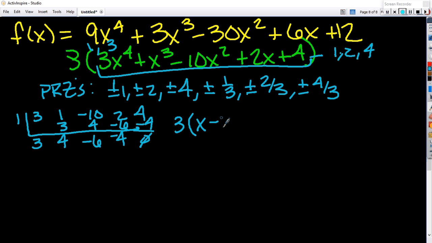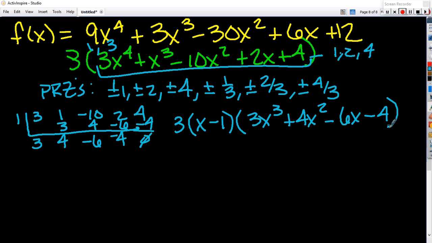My factor is 1. I'm left with 3x cubed plus 4x squared minus 6x minus 4. So my first thought now is, can I factor what's in this parenthesis some way? Because remember, my goal is to set it equal to 0 and solve. I could set this equal to 0, but I would need to be able to factor it to do that. So can I slash it maybe? No. So now, just like I did this in blue, I did the PRZ. I'm going to have to do it again.